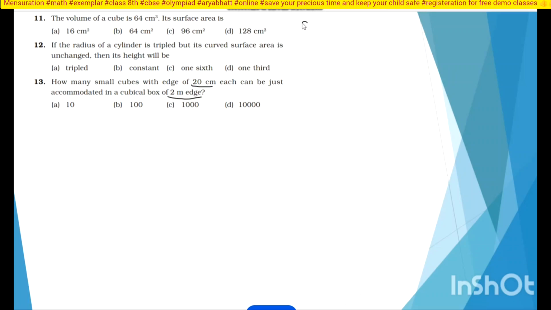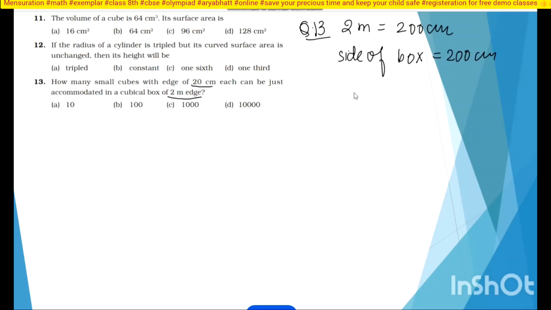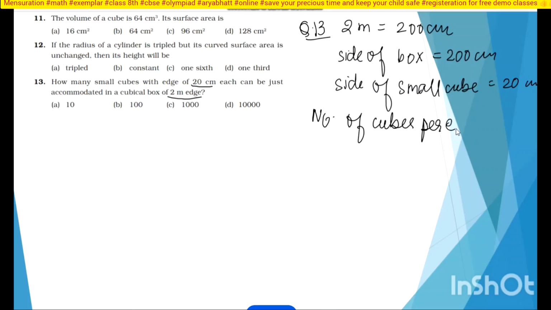Now see, I can write question number 13. First I will convert so the measurements are in the same units, right? So 2 meter is equal to how many centimeter? 200 centimeter, right? So the side of the box is 200 centimeter, and the side of the small cube is equal to 20 centimeter. So the number of cubes per edge will be how much? 200 divided by 20, so it becomes 10.